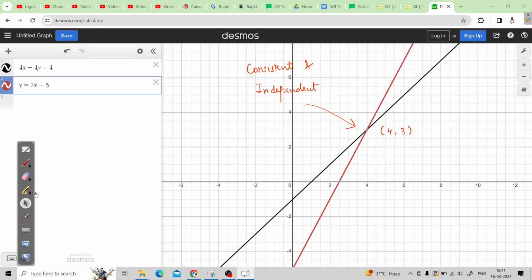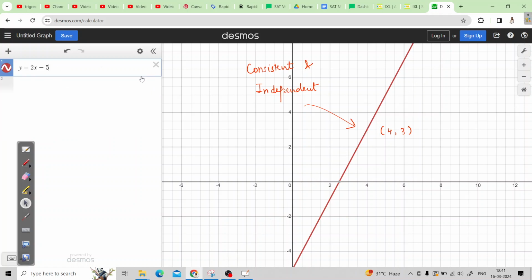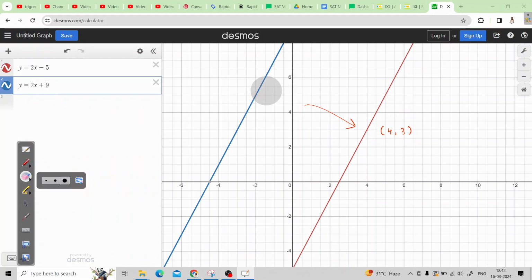Next, we can have a system of equations with no solution. That is going to happen when you have parallel lines. So for example, if I take a line with the same slope, so 2x minus 9, or let me do plus 9. Here we all know that two parallel lines never intersect, right? So these two lines will never intersect, so they will not have any point of intersection. That's why they are going to have no solution.